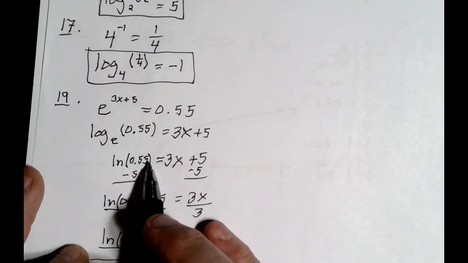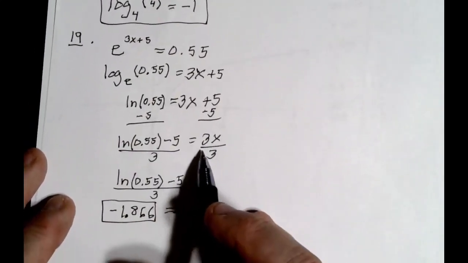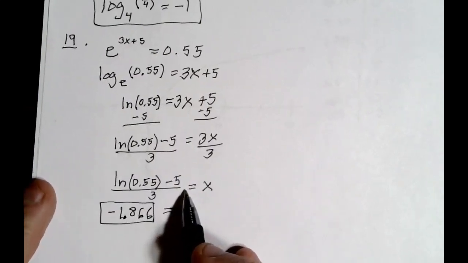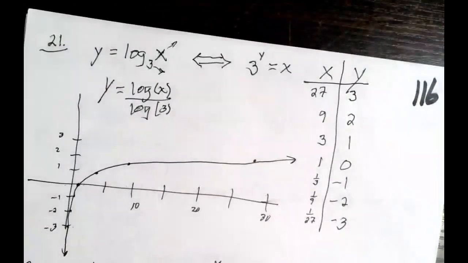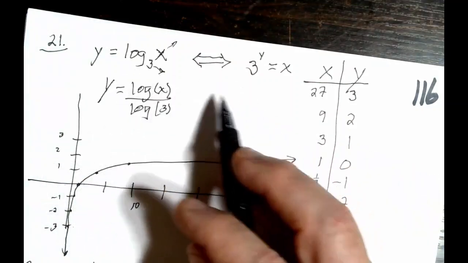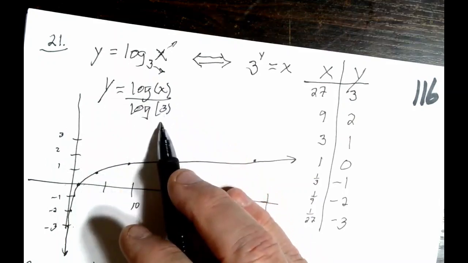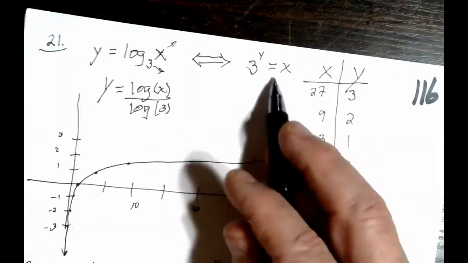So now that's just ln of 0.55. Subtract 5, divide by 3. Now that's the exact answer right there, and that's the approximate answer. 21, they want you to rewrite this using log change of base formula, so the x goes above and the 3 goes below, and that's one way you can graph this, or you can just graph this guy.